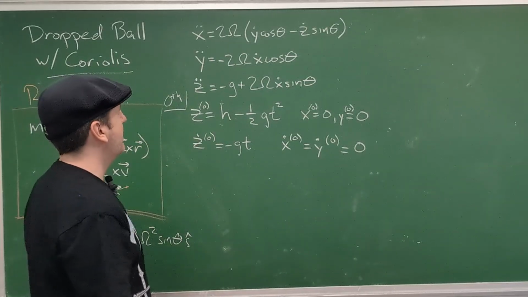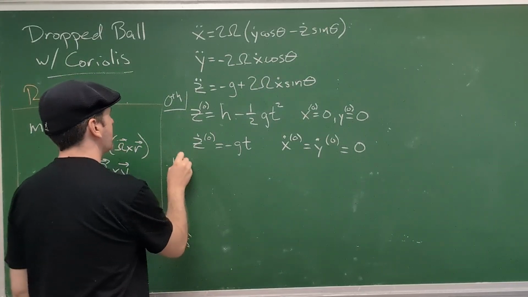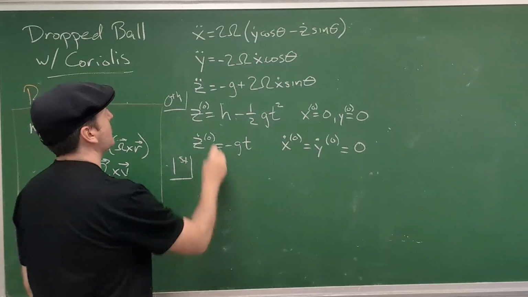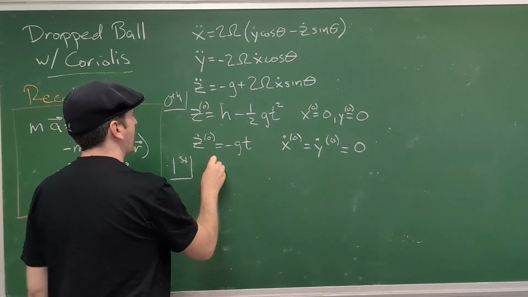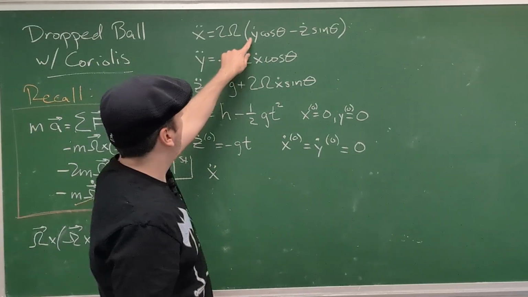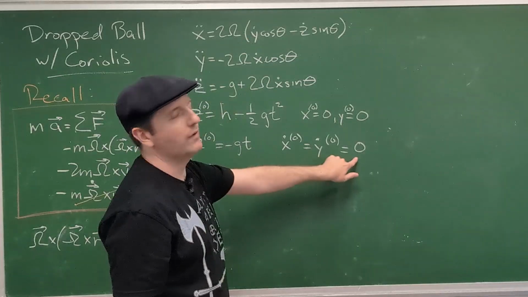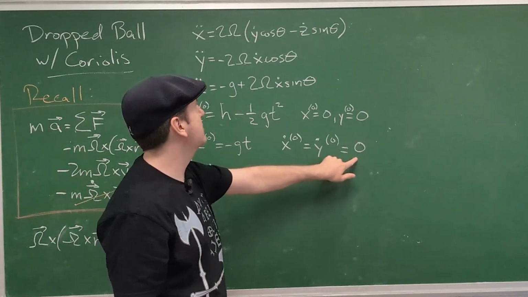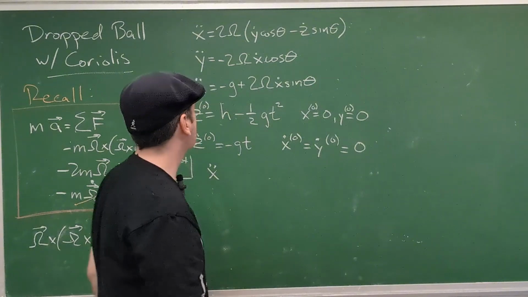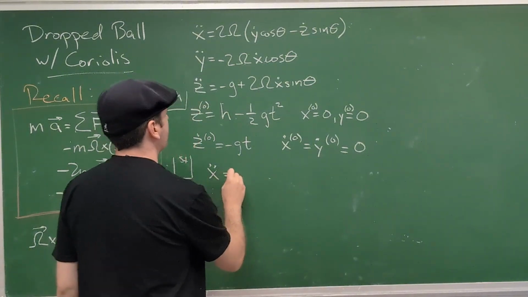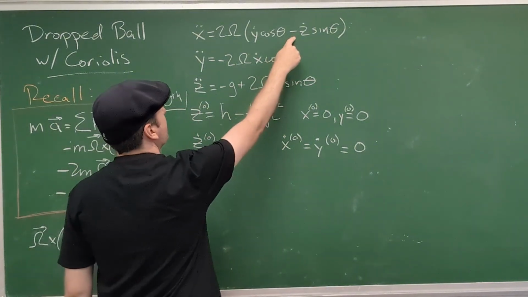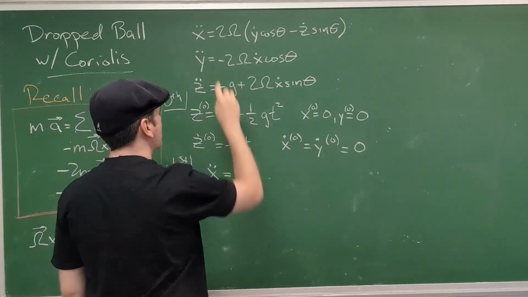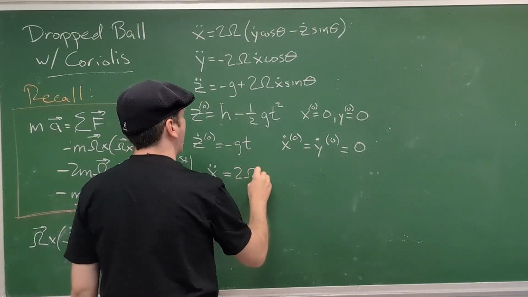Let's plug those in now and get a new system to first order. So what do we have? We'll have x double dot. Now, y dot is still 0, at least to 0th order, so that term goes away. But z dot is not. The negative will cancel. Don't forget the 2 omega out front.